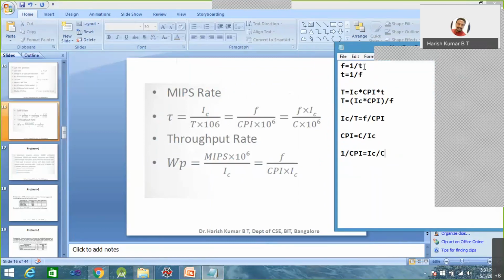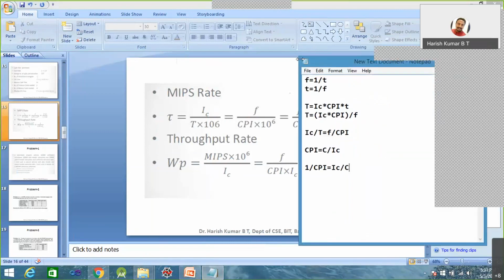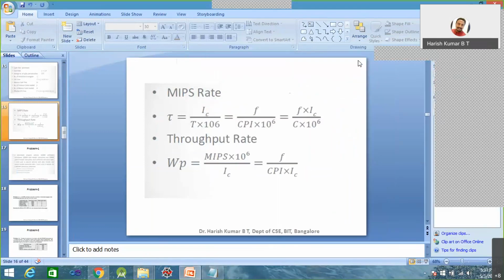Yes, sir. With this notepad, what I wrote, I think you understood. So writing one in the other form, that's all. Okay. Now next, I have a numerical on this.